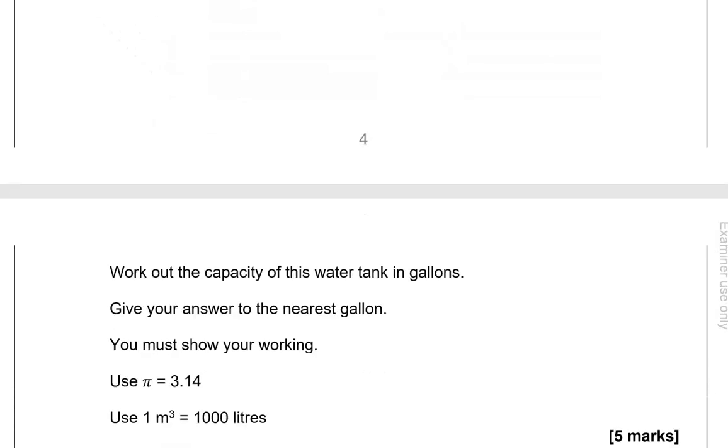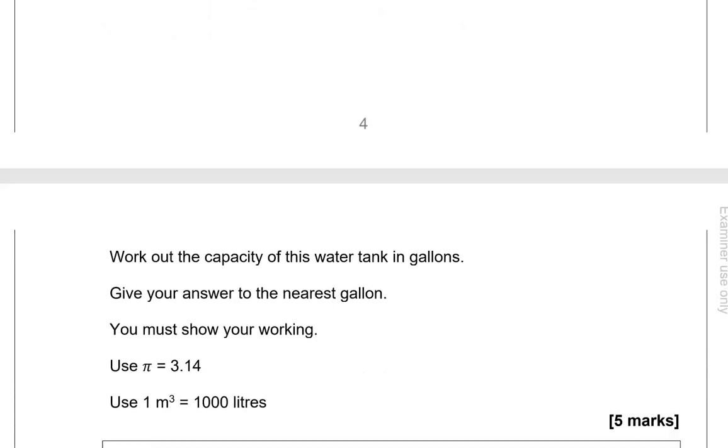Work out the capacity of this water tank in gallons. Give your answer to the nearest gallon. You must show your working. Use pi equals 3.14. Use 1 cubic meter equals 1000 liters.